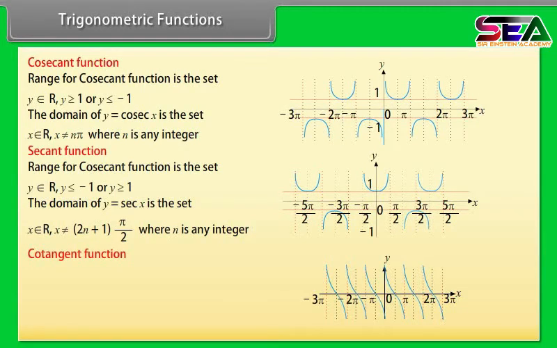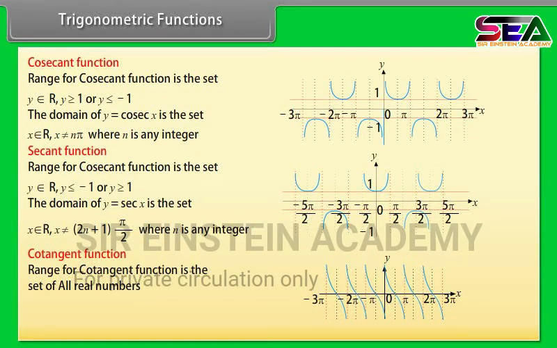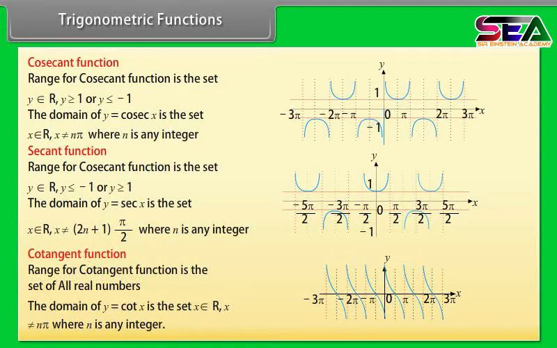Cotangent function. Range for cotangent function is the set of all real numbers. The domain of y equals cot of x is the set x belongs to real numbers, x not equal to n times pi, where n is any integer.